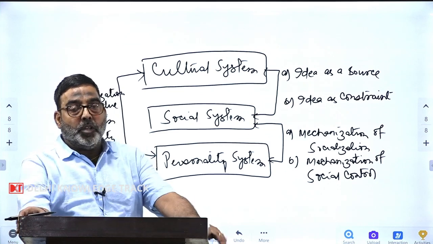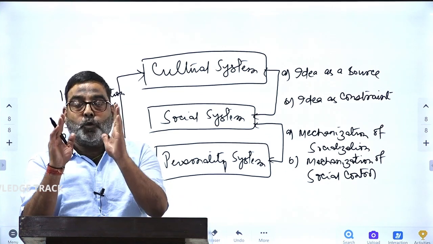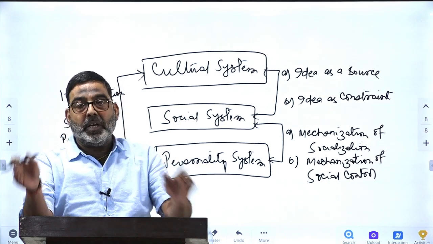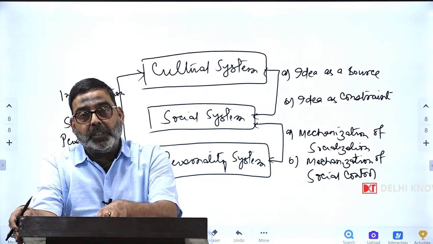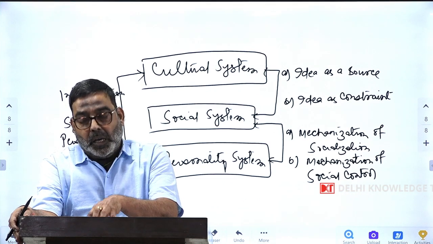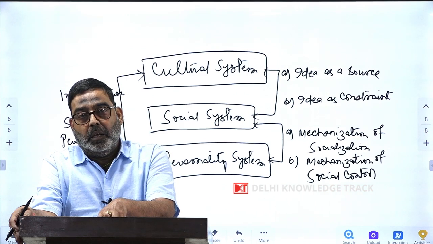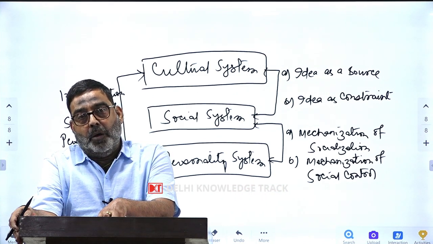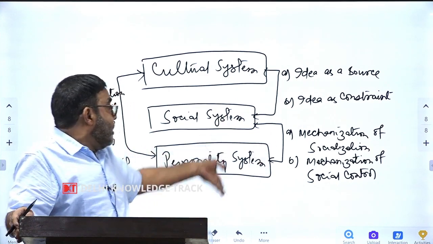Though you need to remember two things. Social system is also having the two parallel perspectives, the value system, cultural system and a personality system. Though these three, social system, cultural system, personality system, are conceptually different from one another, they are not to be clubbed. But Parsons conceptualizes the interpenetration between these three. This is the diagram.